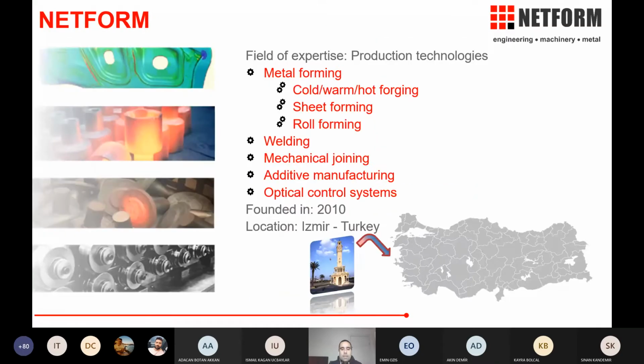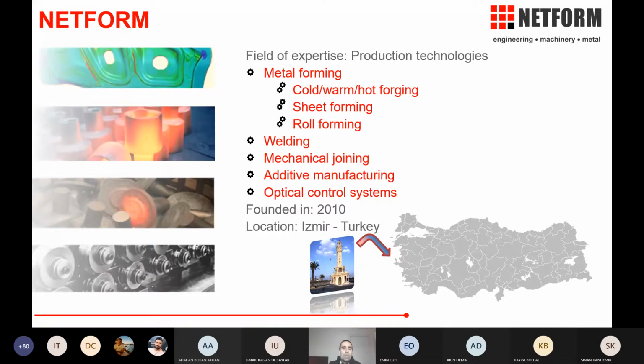I mean, it didn't go as planned, but at the end, we had a successful system. During the last 10 years, we started to serve a broad area related to production. We are mostly focusing on metal forming. Of course, we are coming from cold forging, and we have hands-on experience with that type of process. But on top of cold forging, now we are working on warm and hot forging, sheet metal forming, roll forming, and in addition to metal forming, we are also taking part in projects about welding, mechanical joining, additive manufacturing, and we can also develop optical control systems by using machine vision technology.